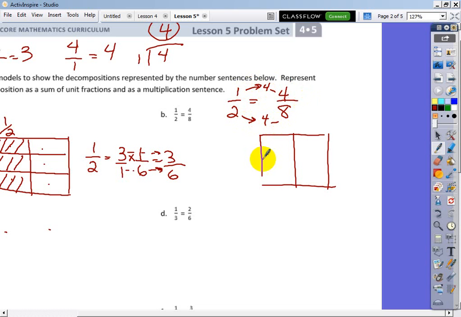To turn it into 8s, if we cut it in half, that's only going to give us 4. Let's try cutting it in half. There's 4. Let's cut those in half again. Is that a total of 8?